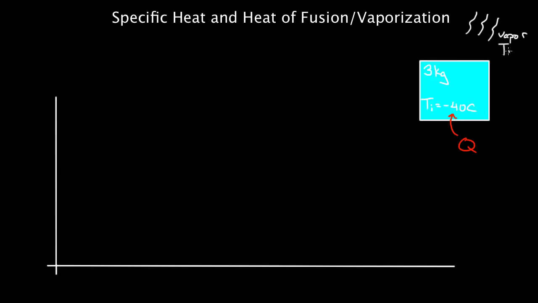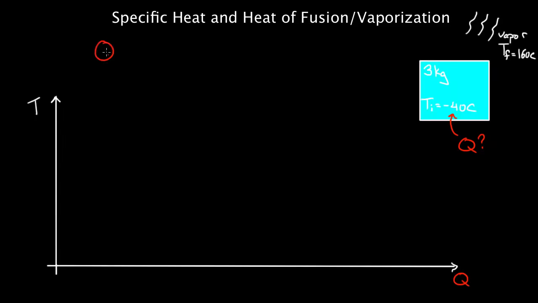I want to get this to a T final of 160 degrees Celsius. How much heat would I have to add in order to do that? And to track this, to visualize this a little better, I'm going to track what the temperature is on this vertical axis as a function of how much heat we've added into this system. Let me quickly show you how not to do this.